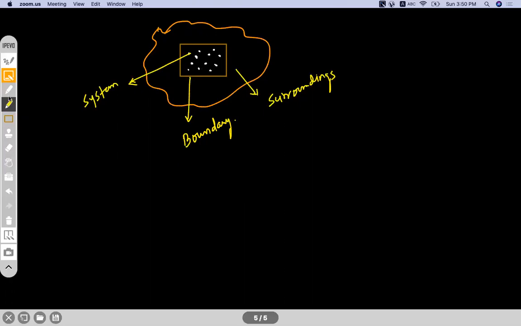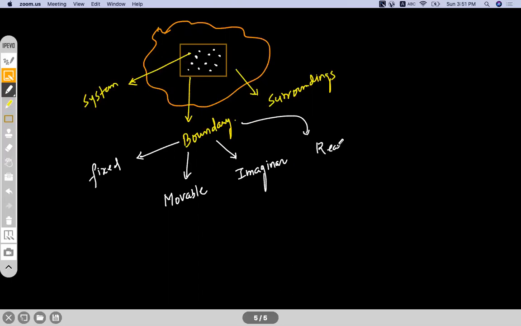Now this boundary, you see, there are a few things about it. This boundary can be fixed. We can have a fixed boundary. We can have a movable boundary. That is also possible. I'll give you the example. We can have an imaginary boundary. We can also have a real boundary. We can have an adiabatic boundary, and one more we have, a diathermic boundary. Like I said, we have so many terms here, so you need to understand these terms. What is a fixed boundary? What is a movable boundary? What is imaginary, what is real, diathermic, adiabatic. All these things we need to understand.